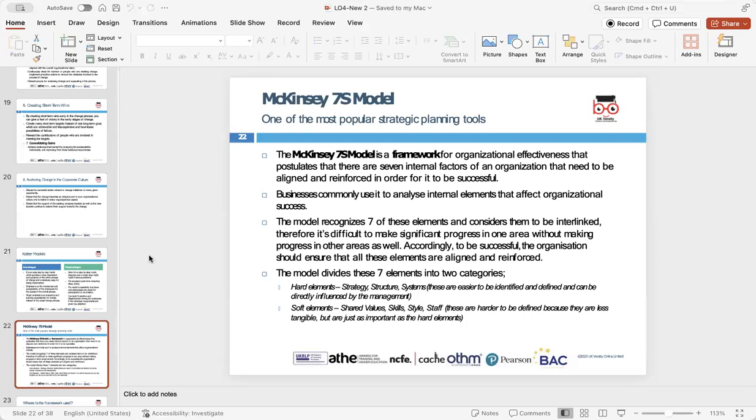Hard elements include strategy, structure, and systems. These are tangible. We discussed in our last lecture what tangibles and intangibles are. So these are tangibles and can be directly influenced by management. For example, the strategy defines the organization's approach to achieving its goals. The structure outlines the organizational hierarchy, and the systems encompass the processes and procedures used daily. Soft elements consist of shared values, skills, style, and staff. These are less tangible but equally important.